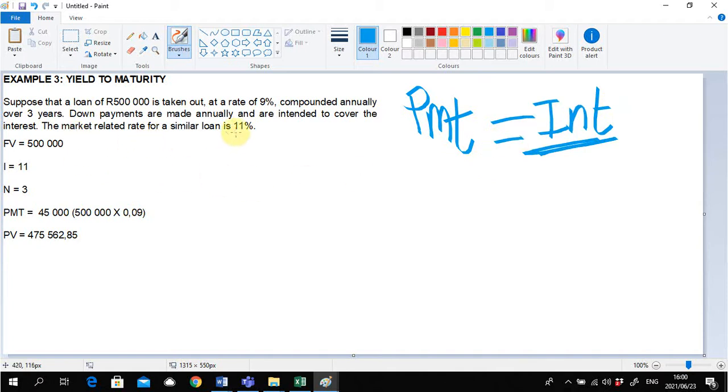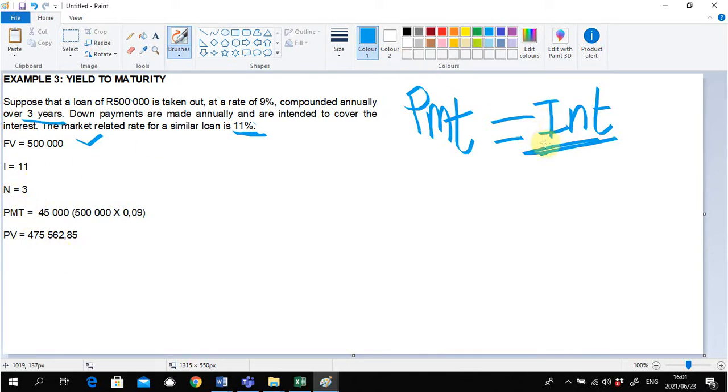The market-related rate is 11%. So what will I type into my financial calculator? Well, the future value that I need to pay with a once-off payment is this 500,000 Rand. So that's easy. I'm going to owe 500,000 Rand after the 3 years. Then the market rate is 11%. That's given. The time frame is 3 years. That's easy.